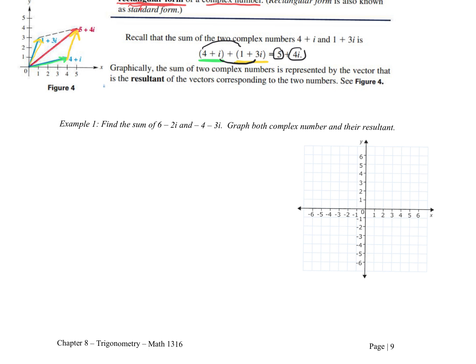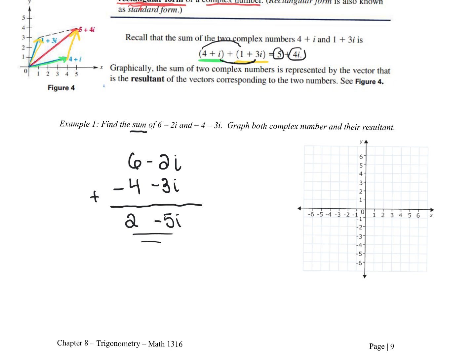So first of all, 6 minus 2i and then negative 4 minus 3i. It's like adding with place values. It says find the sum, so I'm adding. Add the real with the real, so 6 plus negative 4 is 2. Negative 3i plus negative 2i is a negative 5i. So here's my resultant right here. I'm going to graph both of them.